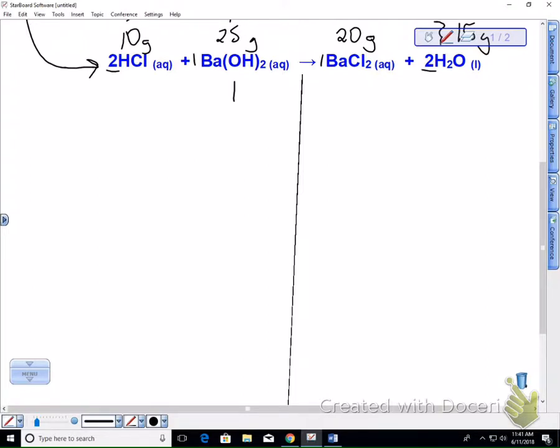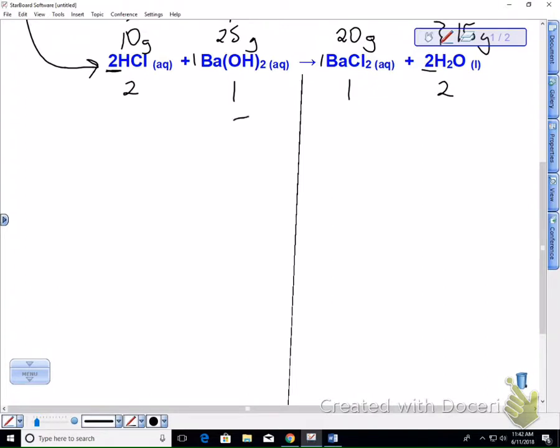For every 1 barium hydroxide that I would react in this reaction, the coefficient here, 2, tells me that I'm going to need 2 HCl's. And then 1 barium hydroxide also tells me that I would make 1 barium chloride. And then 1 barium hydroxide tells me I would make 2 waters. So again, that's using the ratios given by the coefficients.